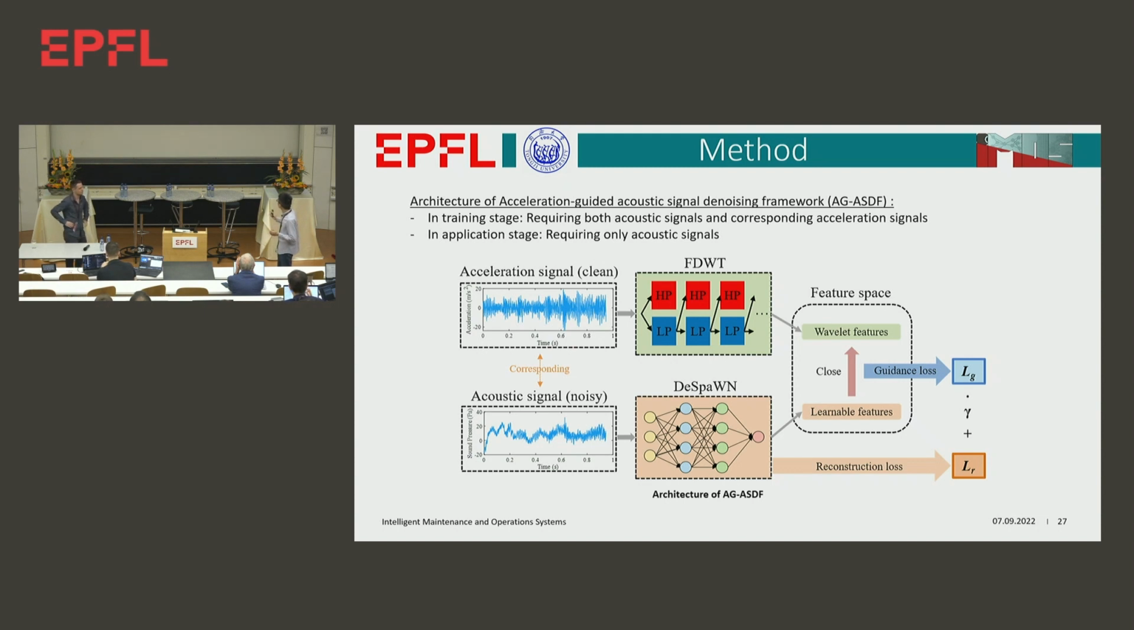The proposed loss is a trade-off between the reconstruction of the acoustic signals with the deep model and the similarity between the wavelet features and the learnable features. So the loss terms we define here are the reconstruction loss and the guidance loss. Then in the application stage, I would emphasize that only the acoustic signals are used as the input to the trained AGASDF to obtain meaningful features. Therefore, this approach is very easy to deploy.